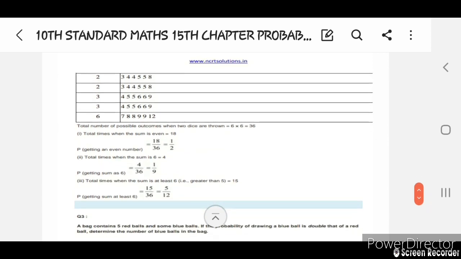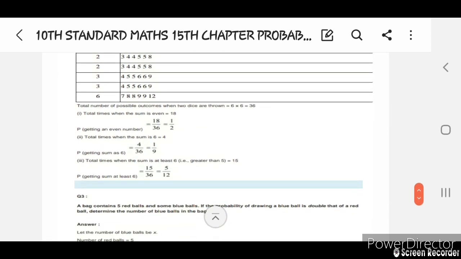The total times when the sum is even is 18. 18 by 36 is equal to 1 by 2. So half of the times the sum will be even and the other half odd. Therefore 1 by 2 is the probability that the sum is an even number.